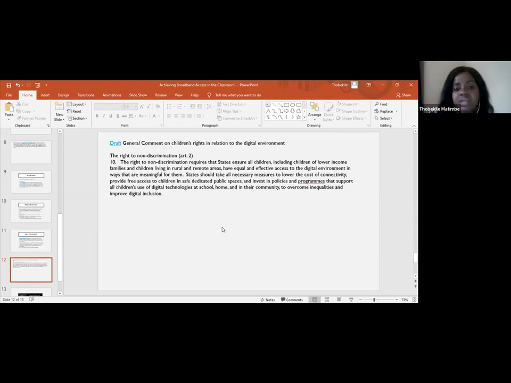So you find that this has been shifted as well to say the states should take all necessary measures to lower the cost of connectivity and to provide free access to children in safe, dedicated public spaces, and invest in policies and programs that support all children's use of digital technologies, accessed at school, at home, and in their community, so that they overcome inequalities and digital inclusion is improved. So it is very critical.